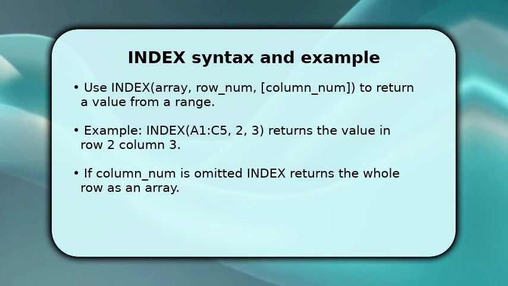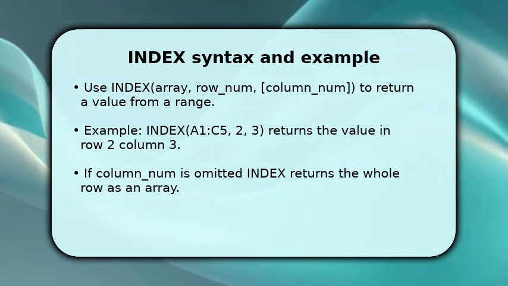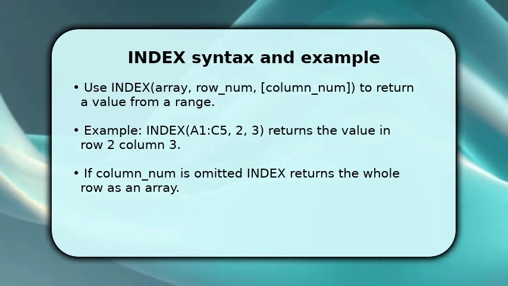If column_num is omitted, INDEX returns the whole row as an array for use in newer Excel. Use 0 or positive integers for row_num and column_num only. Check that your row and column.